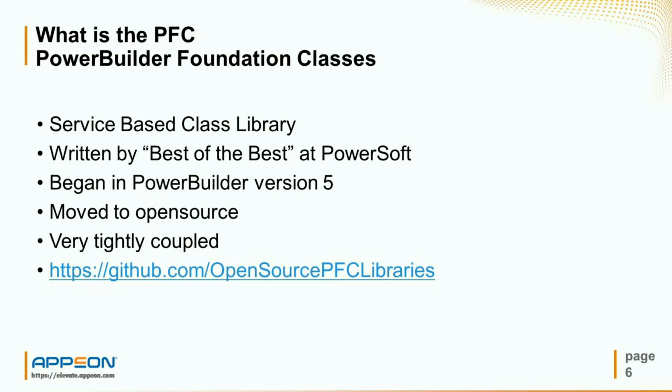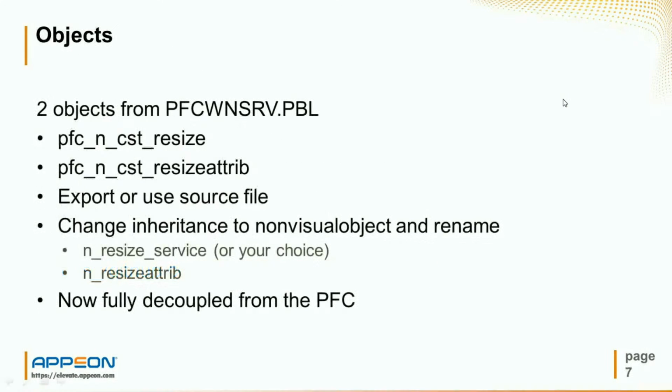Next, we'll show you the objects that you need to use, and there's only 2 of those. So they're both from the PFC WNSRV PBL, and that's known as the PFC WinServ, the Windows Services PBL. And the 2 objects are PFC_NCST_Resize and PFC_NCST_ResizeAttrib. And so the second one, the ResizeAttrib, is basically just a bunch of attributes in one non-visual object that you use with the service.